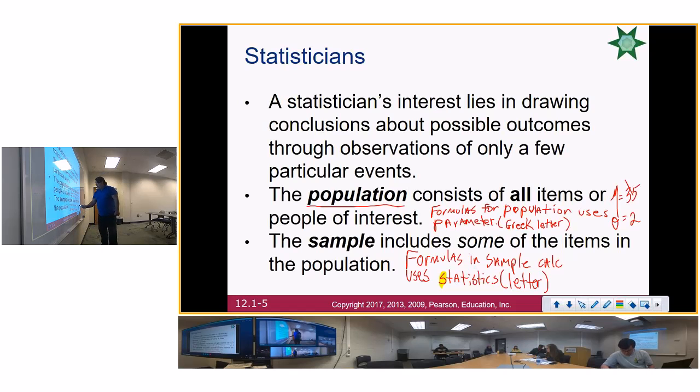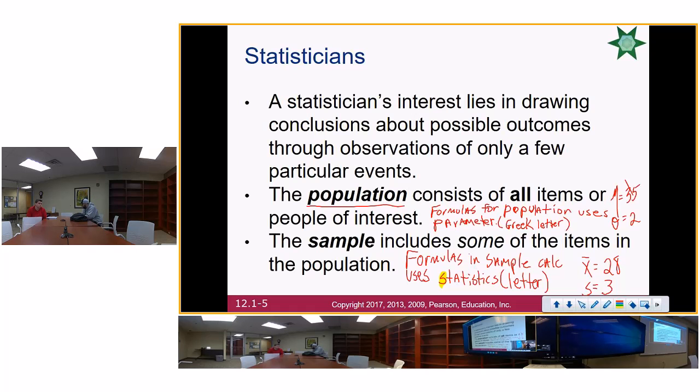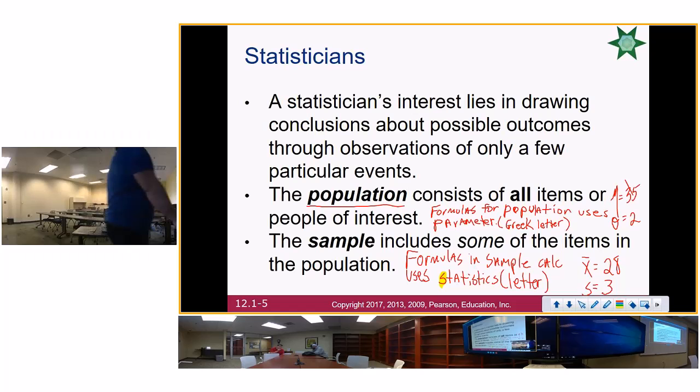So if I throw up an X bar is equal to 28 and S is equal to 3, then you know that that has to deal with not the population, but the what? Sample. So, population, parameter. Sample, statistic. And statistic and parameter is basically variables used in the population formulas, variables used in the sample formulas. That's very important that you understand that.